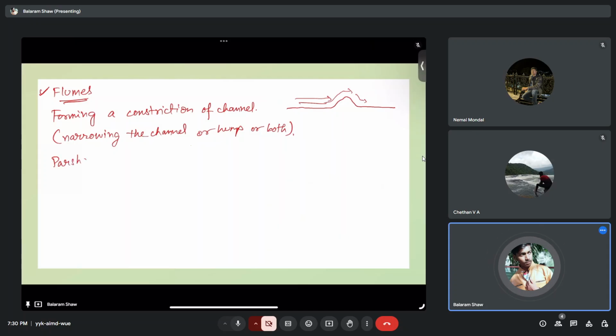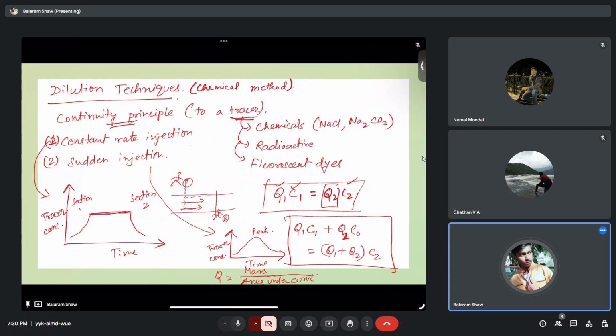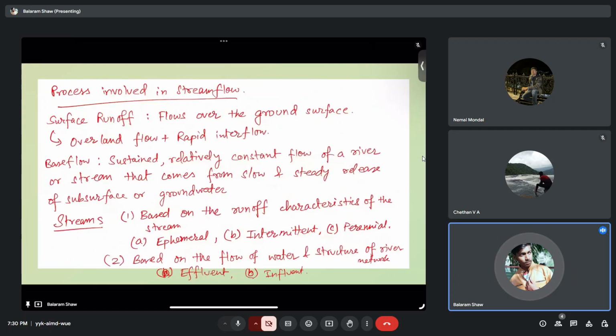There are different kinds of flumes. That is, partial flumes are there, cutthroat flumes are there. Just we'll see one picture. So this is the partial flume.